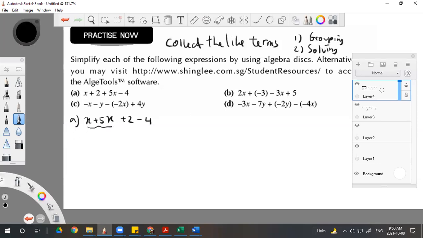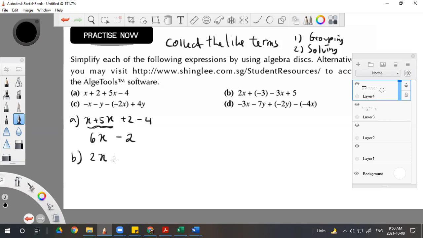X plus 5x berapa? Ayo, ada yang bisa nggak? 1x plus 5x berapa? Hello? 6x. 6x, that's right. 2 minus 4? Min 2. Minus 2. Nice.